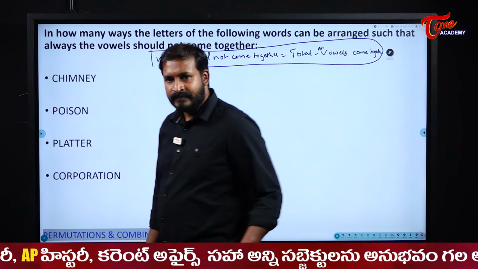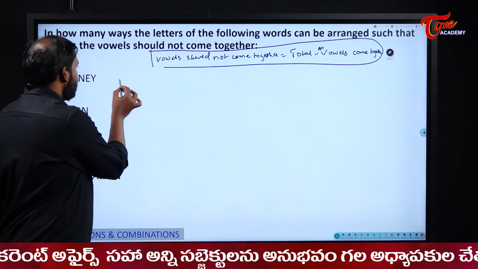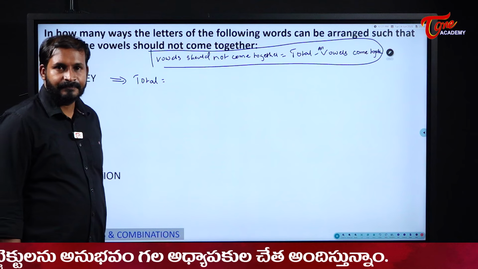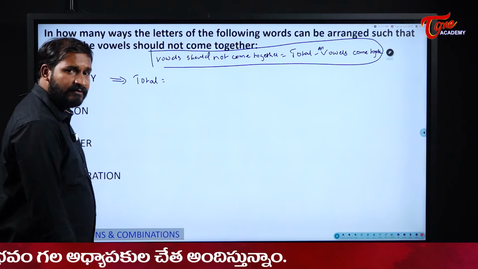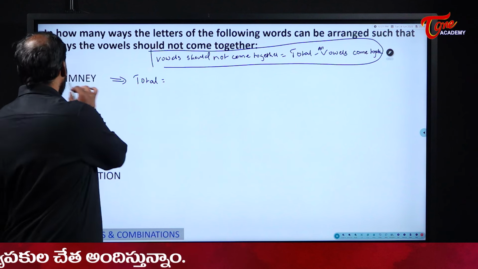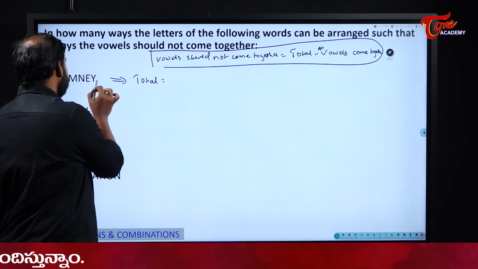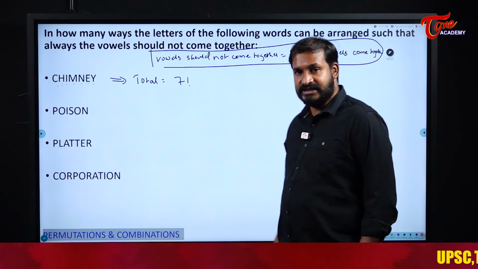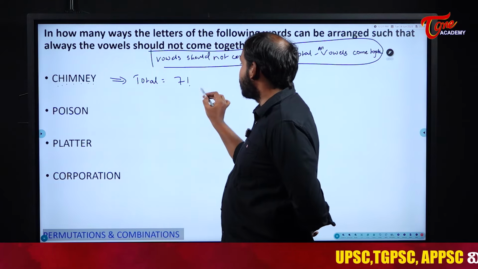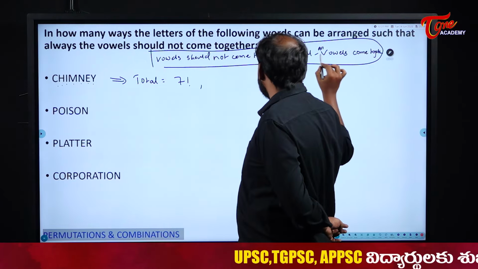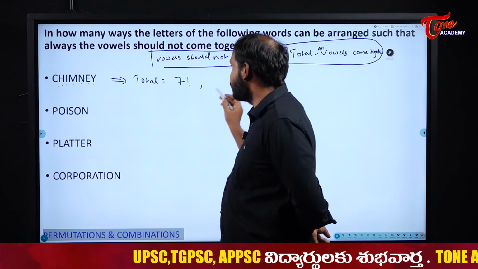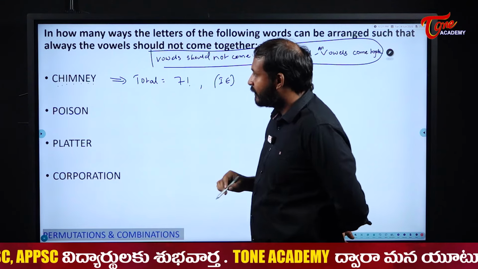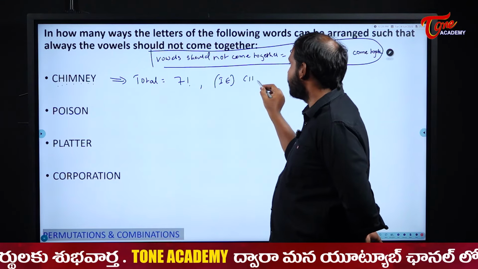So now what he is telling? In chimney, the letters of the word chimney can be arranged in total how many ways, without any condition? 1, 2, 3, 4, 5, 6, 7. So, sir, I can arrange it in 7 factorial ways. Okay, good, superb. Now, what is the condition we have now? The condition here is vowels should come together. All vowels. If all vowels are coming together, I and E together. Only 2 vowels are there. Okay. So, C, H, M, N, Y.